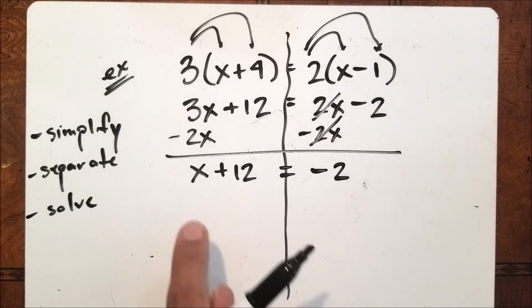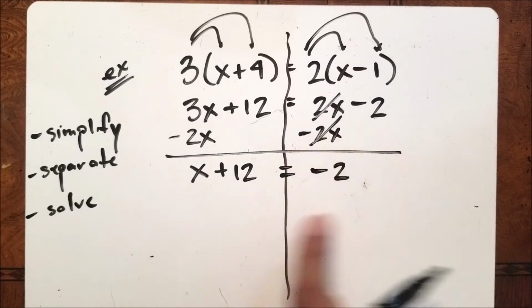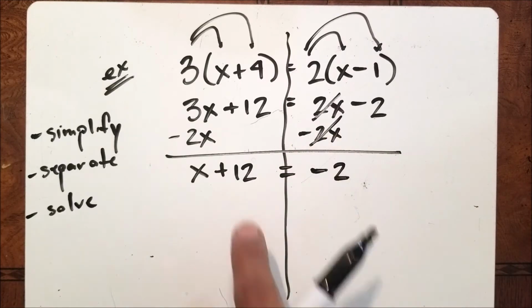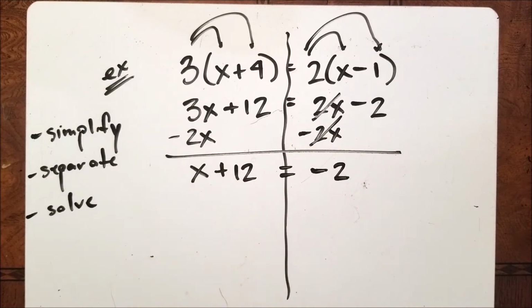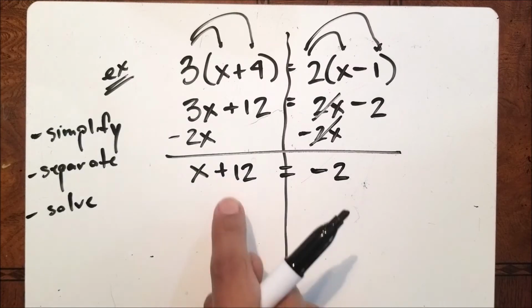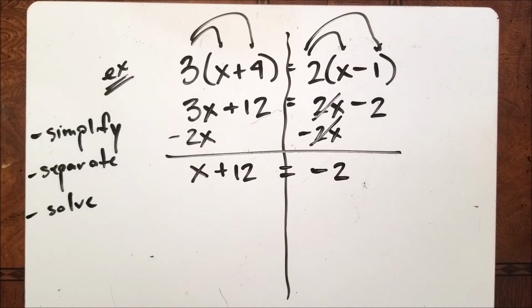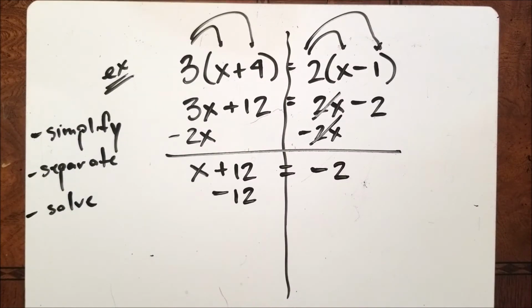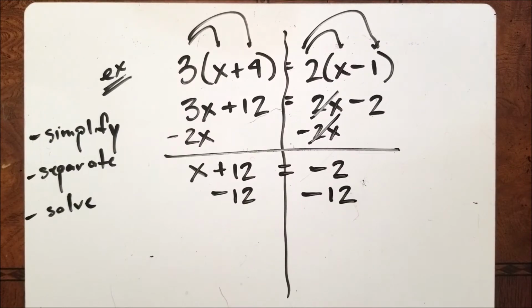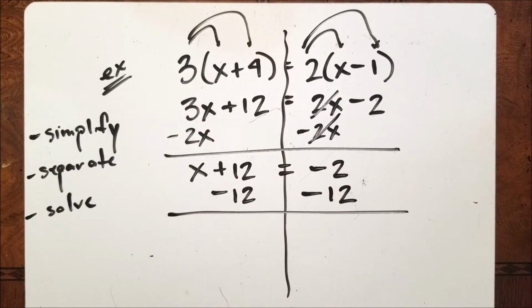As you can see, my x's are all over here. I don't have any x's on this side anymore, but I do have a number without an x that I need to move to the other side. To get rid of a positive 12, that 12 is being added. What's the opposite operation for addition? Oh yeah, subtraction. And don't forget, don't we have to subtract that 12 from both sides? That's exactly right. Well, so let's total up. Now, what happens to this positive 12 minus 12? It's exactly right. And what does that leave us on that side?